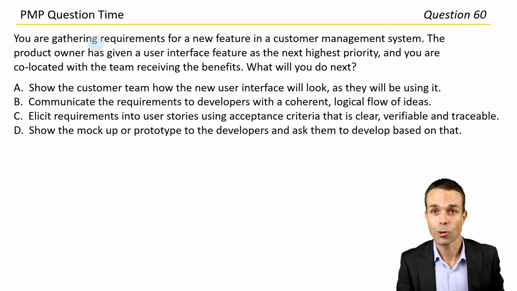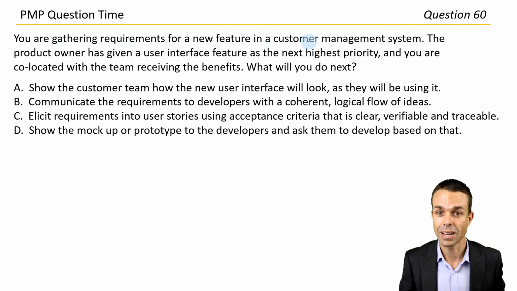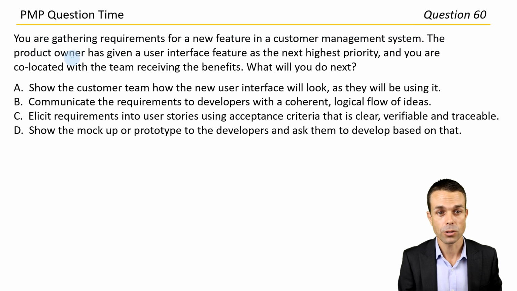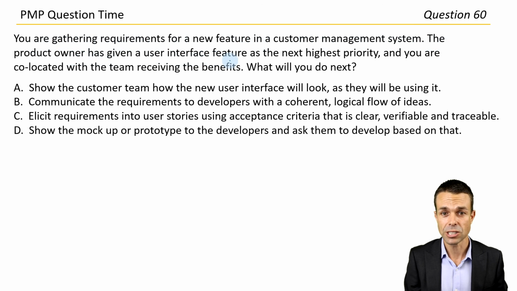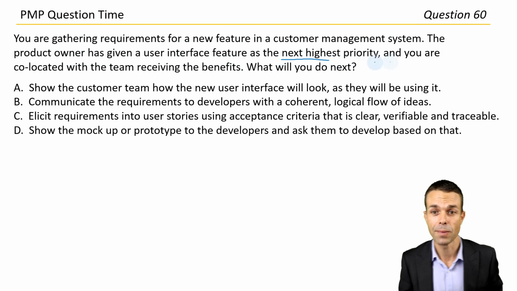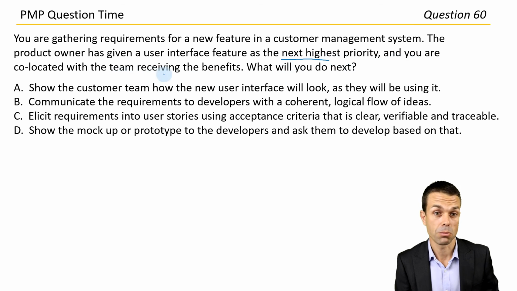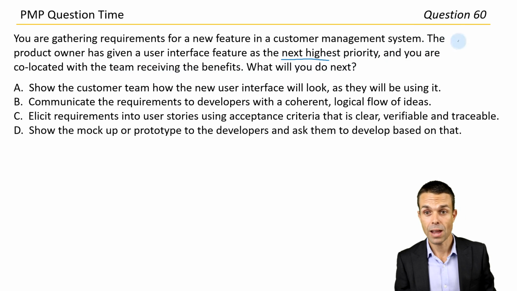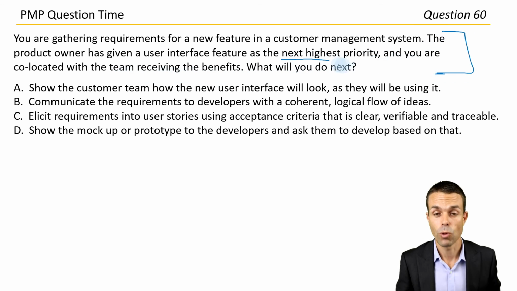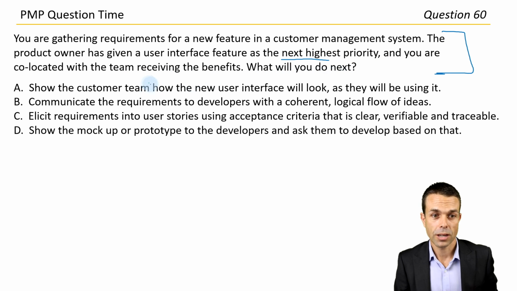You are gathering requirements for a new feature in a customer management system. The product owner has given a user interface feature as the next highest priority, and you are co-located with the team receiving the benefits. Everything sounds great so far. What will you do next? Show the customer team how the new user interface will look as they will be using it.